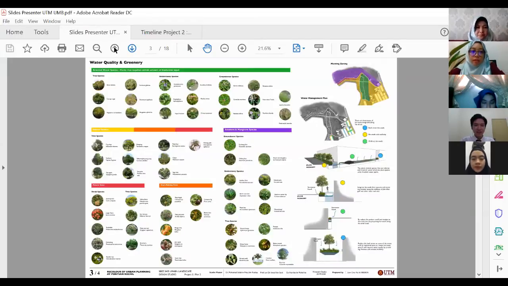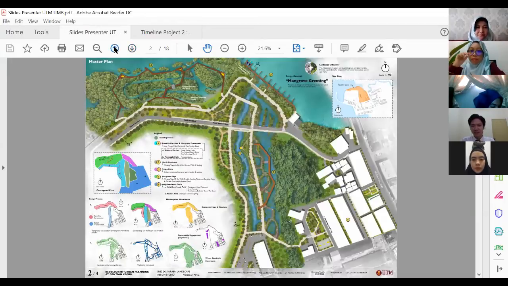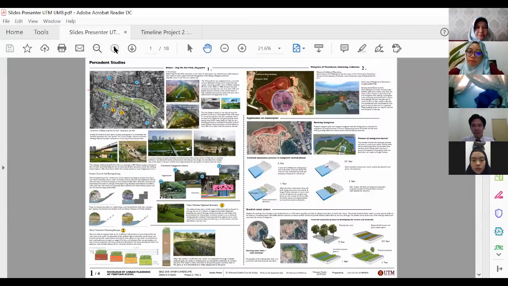I will briefly explain the identity of Pontian. Pontian was formerly a fishing village, alongside agriculture sectors such as pineapple plantation. Those two elements are the identities of Pontian.